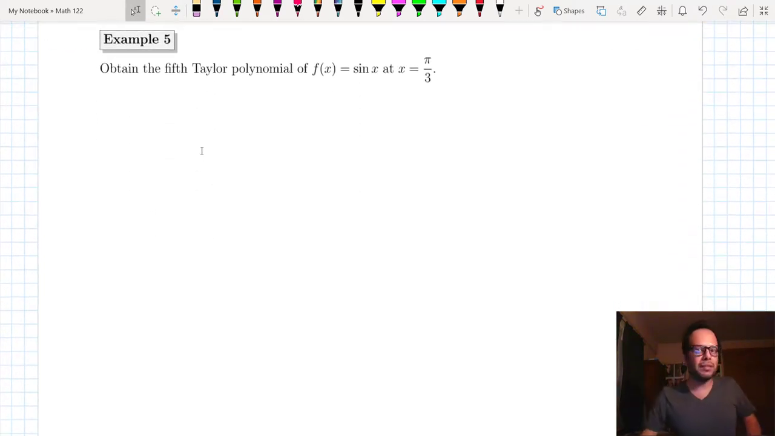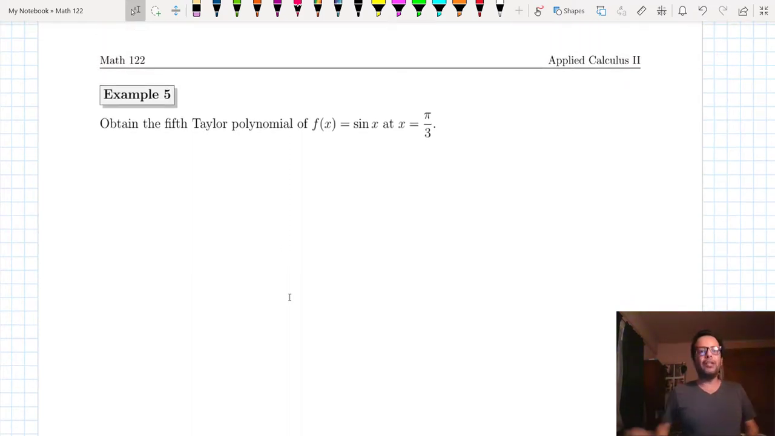And just to wrap up this section, let's do one Taylor polynomial that has to do with trigonometric functions. And this one is going to be fun. This one is going to be fun to write. So this will be the fifth Taylor polynomial.